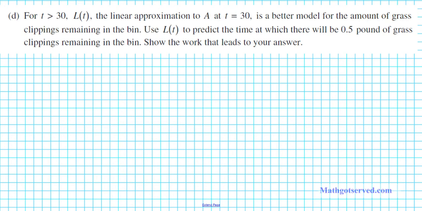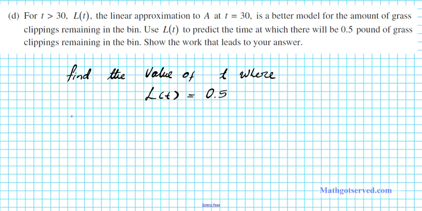So in this situation, we're basically using the linearization of the function as a substitute for the function just to carry out an approximation. And we're basically looking for the time when the linearization will have a value of 0.5. So all we're doing here is finding the value of t where the linearization is equal to 0.5, because this is what we're using to approximate the amount of grass clippings remaining. All we just have to do is find the linearization function, set it equal to 0.5, solve, and that will be that.